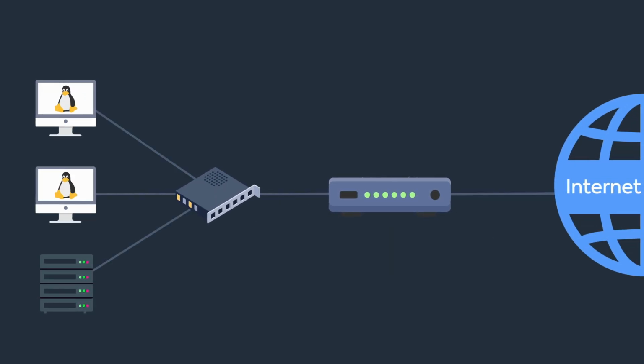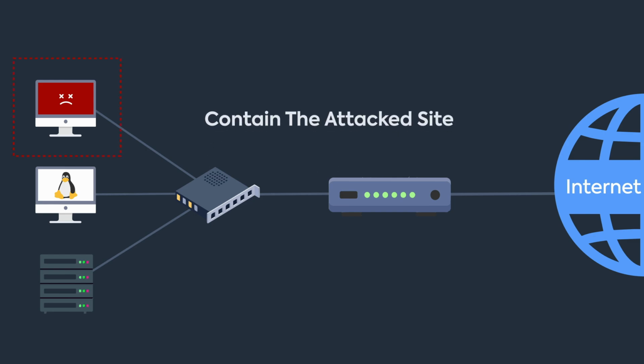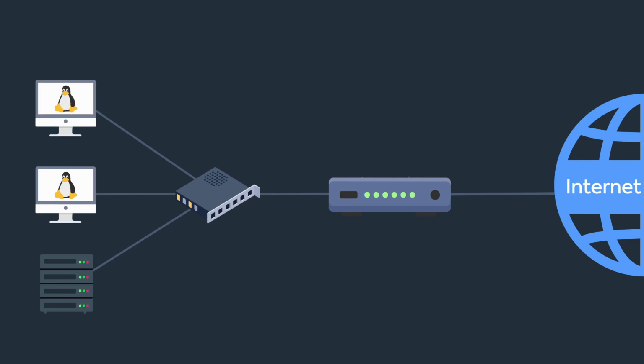Right now, we have a small network with all of the devices connected to the central router. Our first goal should always be to not get our asset compromised. But even if we do, our second goal should always be to contain the compromised site. To do that, let's focus on network security.